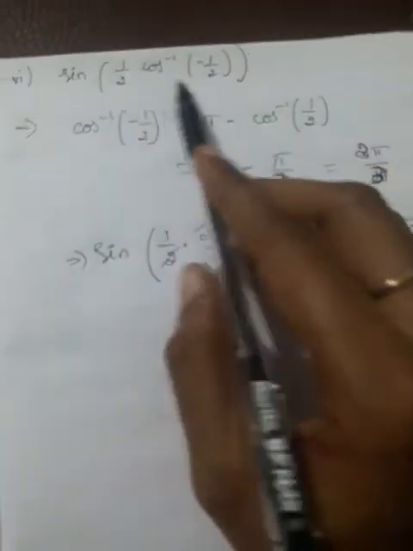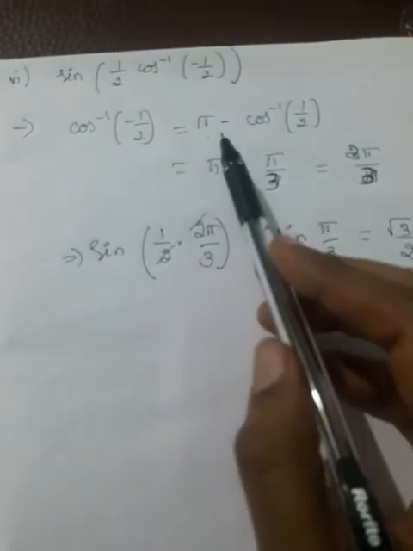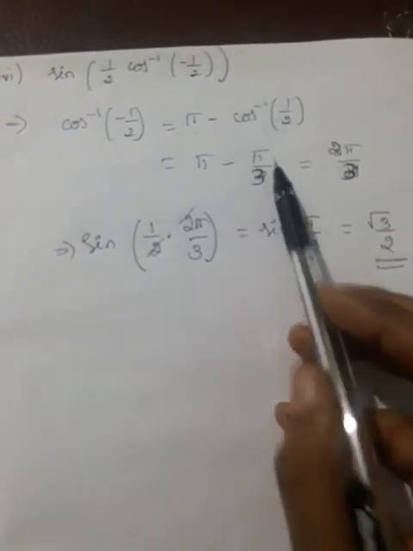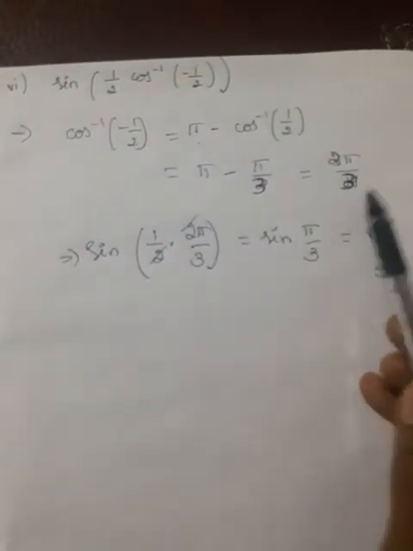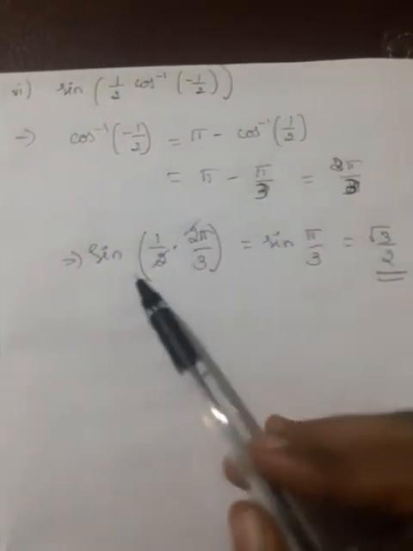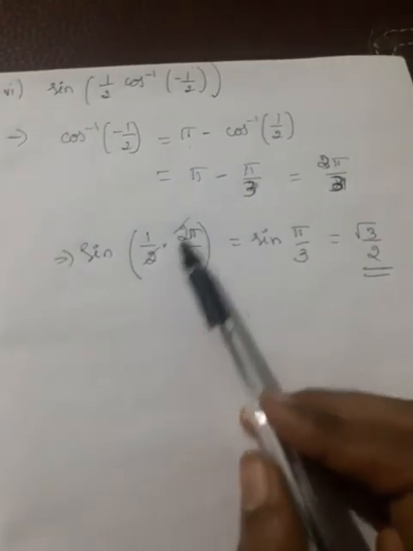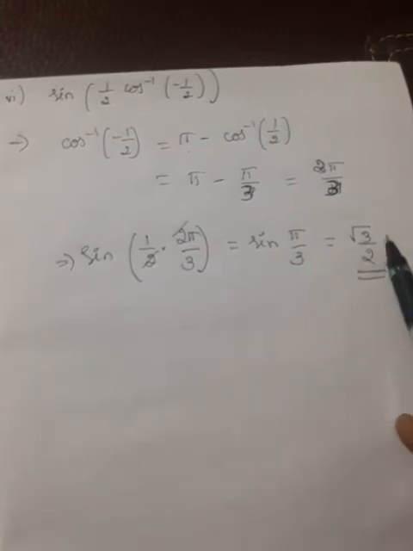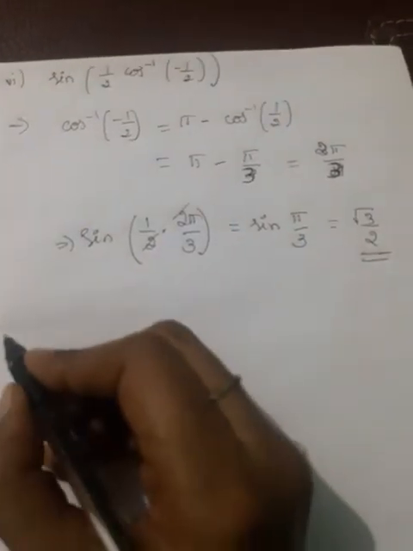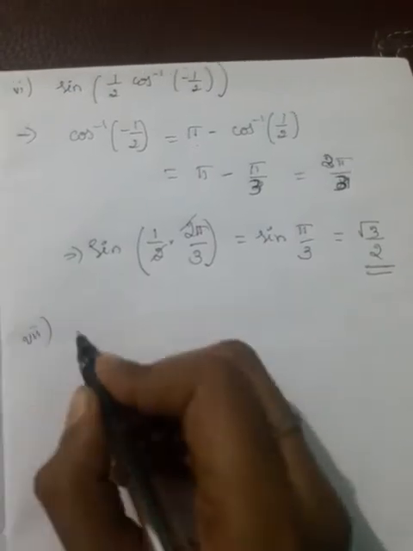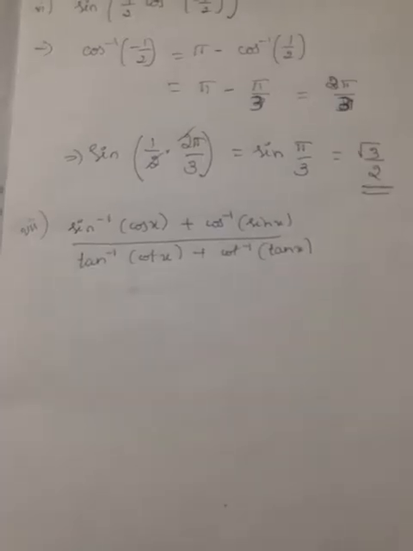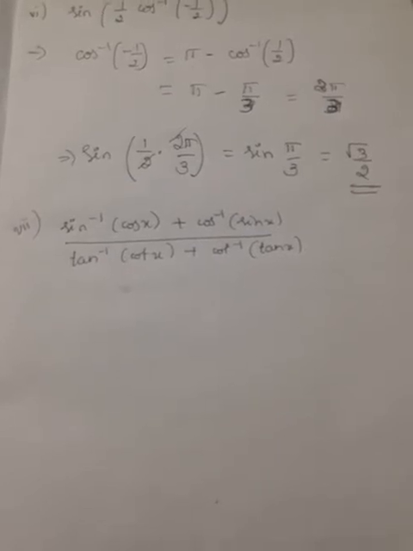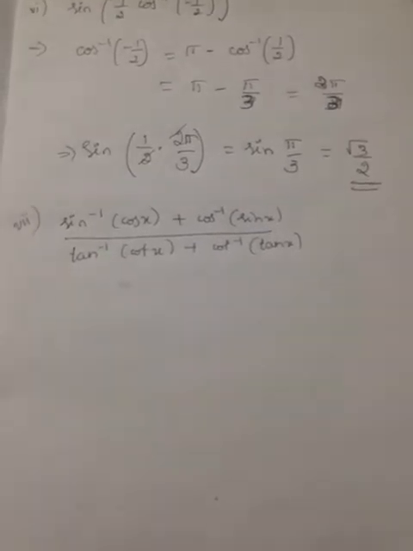Sine of 1 by 2 into cos inverse of minus 1 by 2. First you have to solve this cos inverse of minus 1 by 2, that is pi minus cos inverse of x, that is pi minus pi by 3, that is equal to 2 pi by 3. Substitute this value here, we get sine of 1 by 2 into 2 pi by 3. 2 gets cancelled. Pi by 3 left. Sine 60 value you know, that is root 3 by 2. The next problem is sine inverse of cos x plus cos inverse of sin x divided by tan inverse of cot x plus cot inverse of tan x.